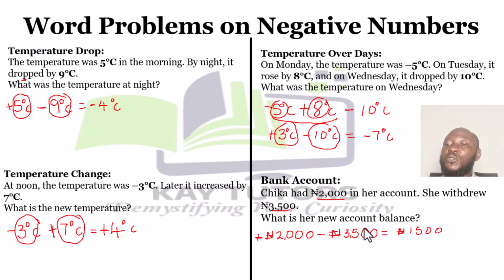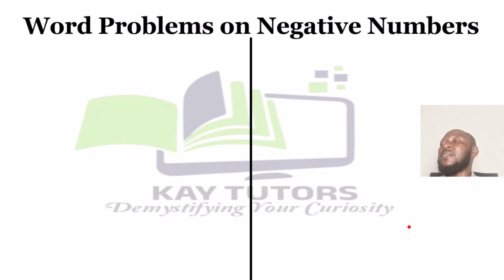Now, 3,500 is bigger than 2,000, and 3,500 is carrying the negative sign. And since it is bigger and it is carrying the negative sign, of course, our answer here will carry a negative sign. So she is still owing the bank 1,500. So in her next deposit, if she deposits 2,000 naira, the bank will automatically collect the 1,500 naira she overdrew in her last withdrawal. Let us move to the next example.